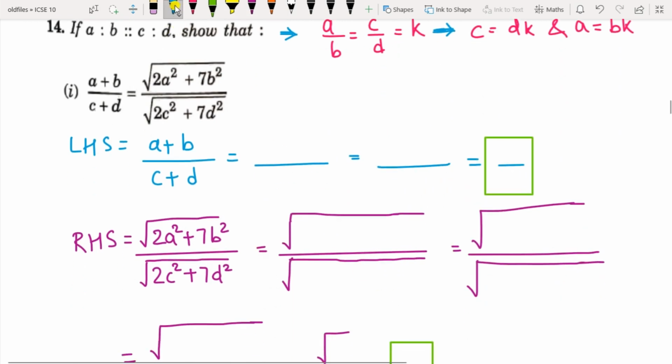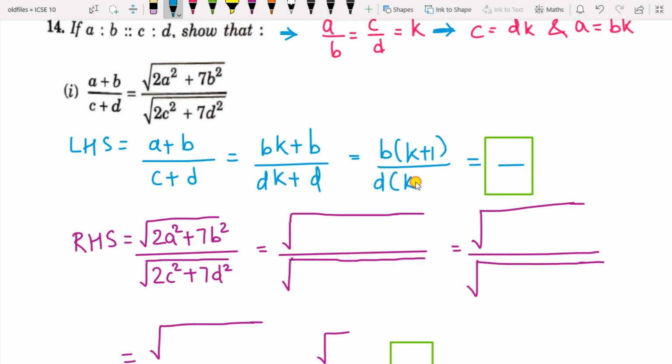Question 14. Just you have to see what proportionality has been given to you. According to that, the values of A, B, C will change. So here it is A upon B equal to C upon D equal to K. Similarly, here in this question also it is A equal to BK and C equal to DK here. So in place of A, it is BK plus B and DK plus D. So this will be BK plus 1 and this is DK plus 1. Cancel the brackets. So here the value of LHS is B by D.